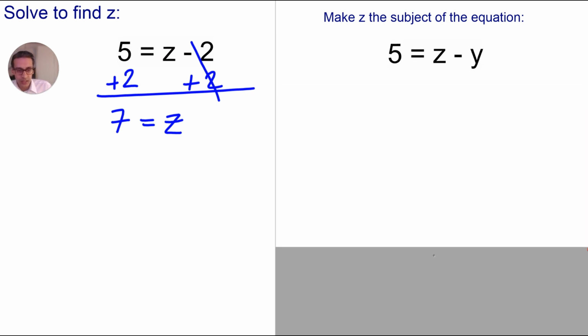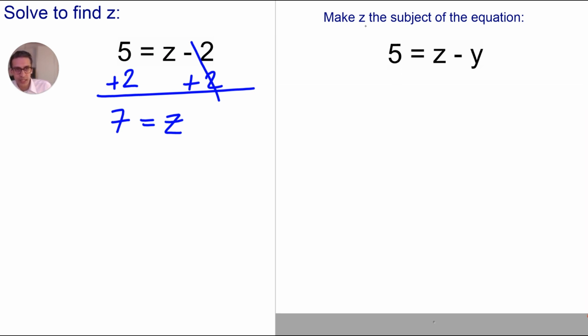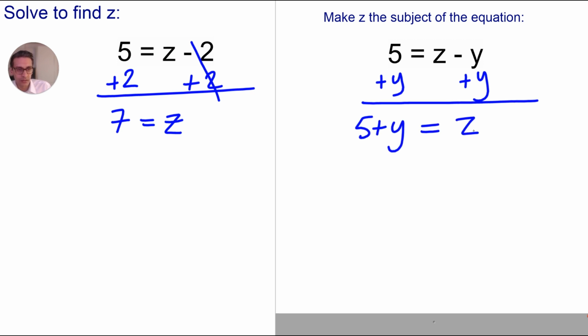Now if you do the same thing here, same idea, make z the subject. You want to isolate z. Now there's a y there, a negative y. So instead of adding 2 like in the example on the left, we're just going to add y on the left hand side and the right hand side. So 5 plus y equals z. That's your rearrangement. That's your final answer. We can say z is the subject because it's been isolated onto the right hand side.